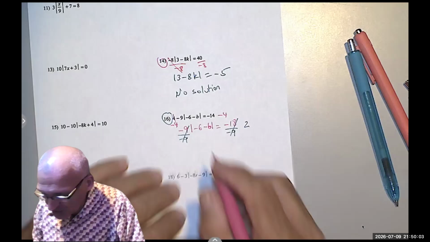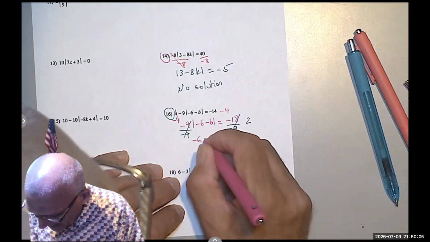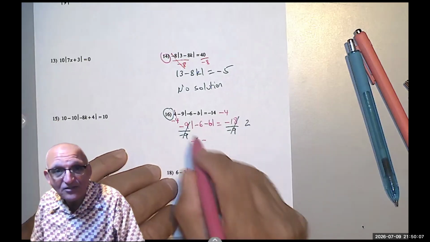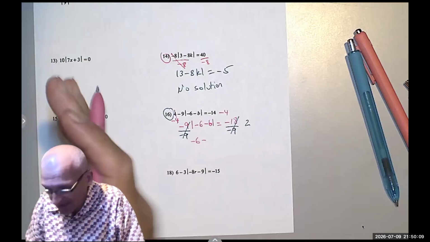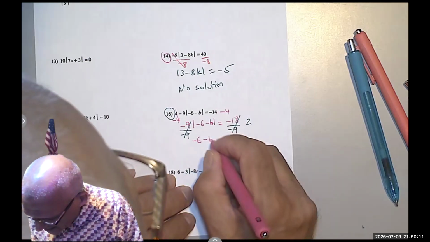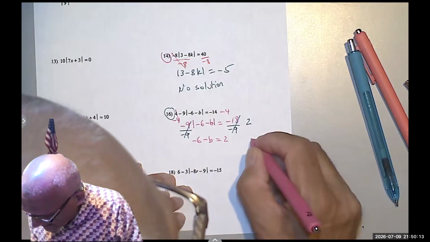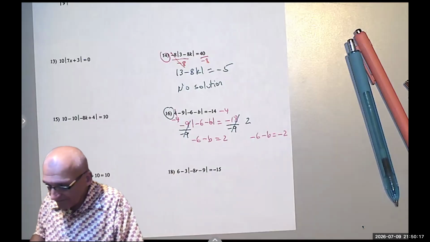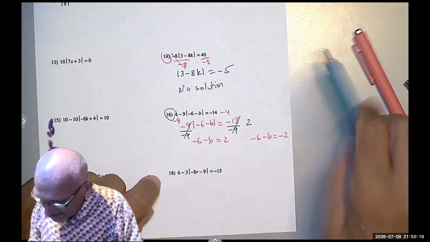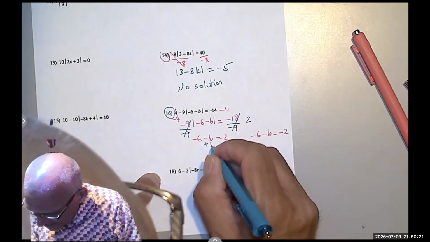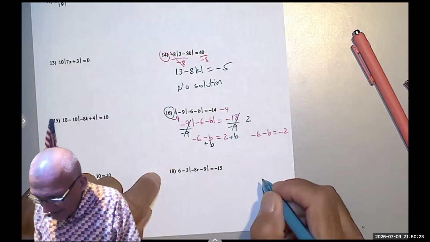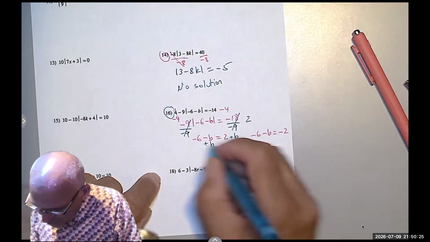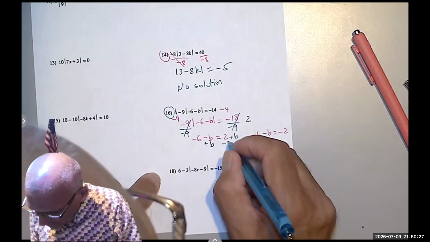And now I'm going to say negative 6. I don't care if the values inside are negative. That's okay. Negative 6 minus b equals 2, or negative 6 minus b equals negative 2. And let's see what we get at the end. First of all, I'm going to add b to both sides. And then I'm going to subtract 2 from both sides.